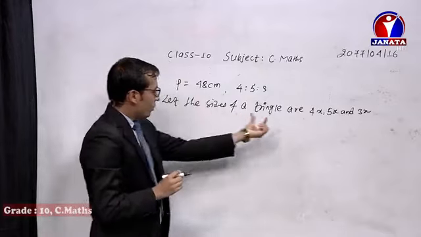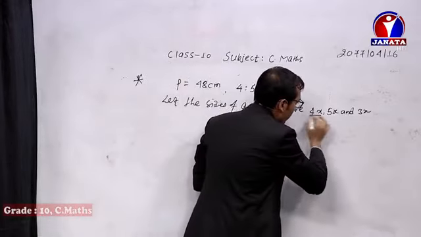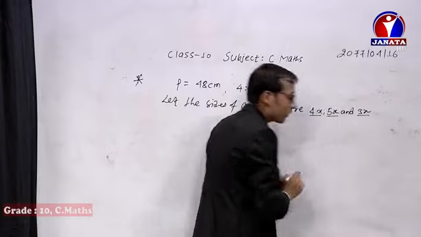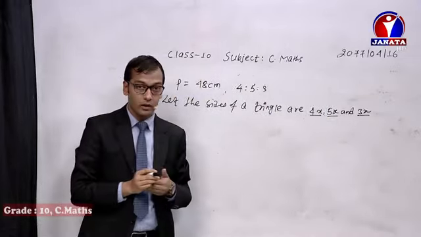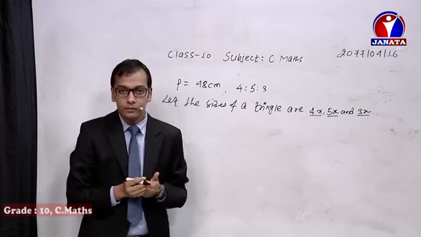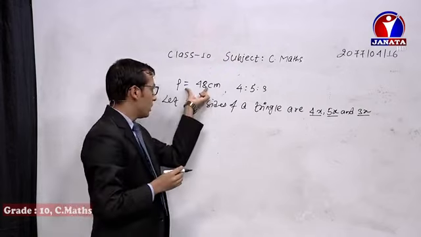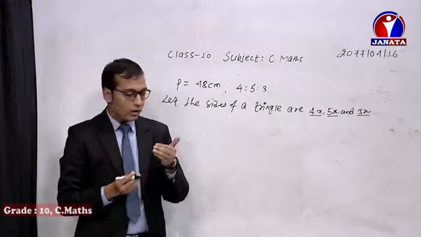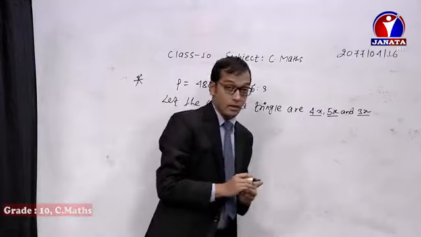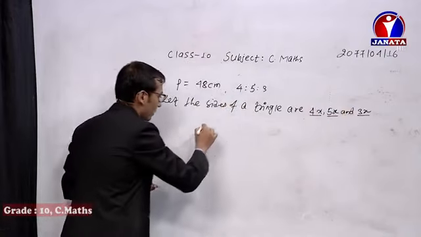Now, what are the three sides? 4x, 5x, and 3x. What is its area? Area is asked for us, but perimeter is given. So perimeter is, we know, the sum of these three sides. So let's begin from perimeter.